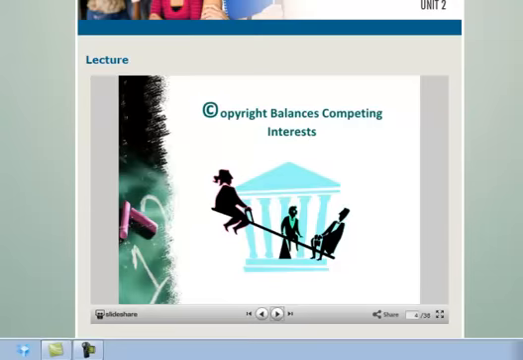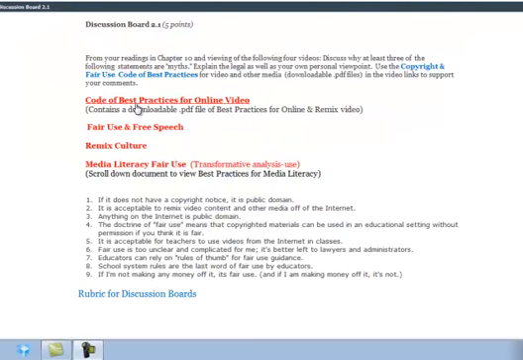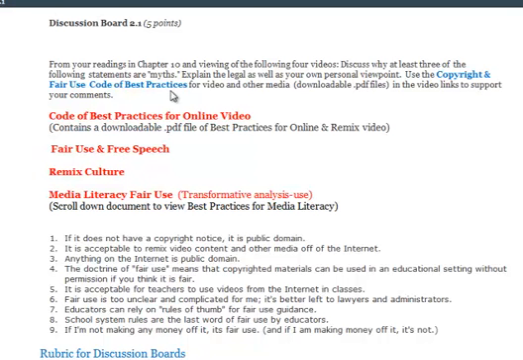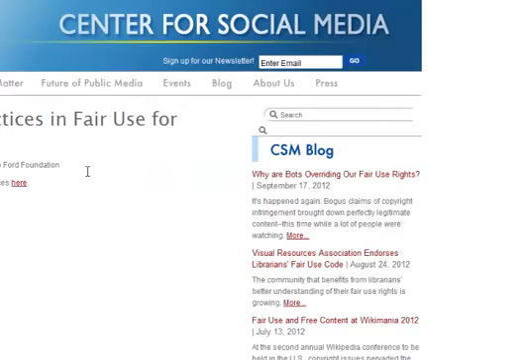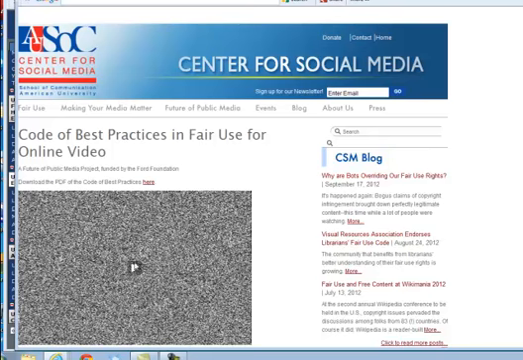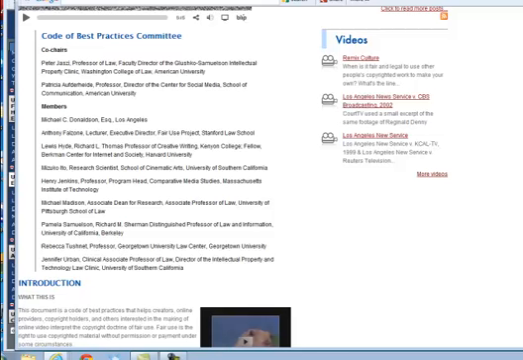And then moving on from that point, the real meat and potatoes of the unit is in the discussion board 2.1, where we introduce to them the code of best practices for online video and for best practices for video and other media. And when they click on this particular URL here, it will take them to a wonderful site that has a nice video clip from the Center for Social Media. And this is a group of people that have all gotten together. Here's some of their names here.